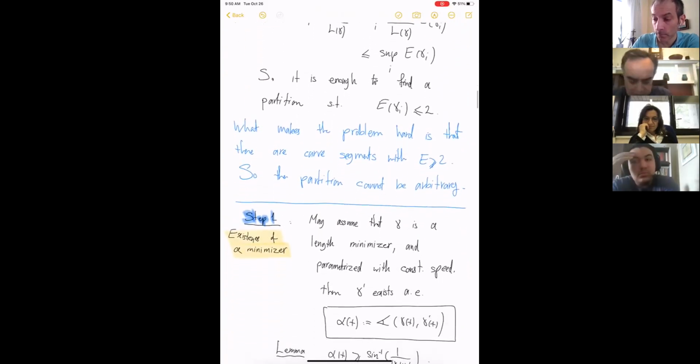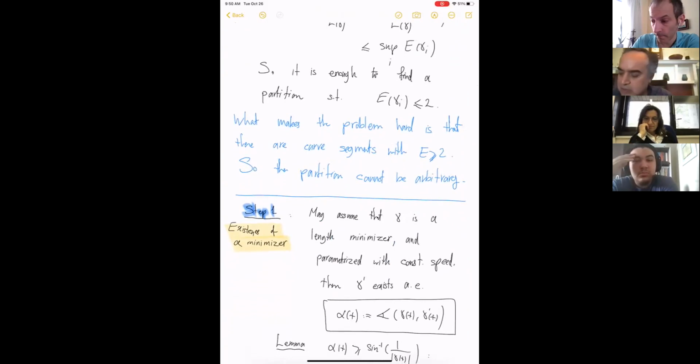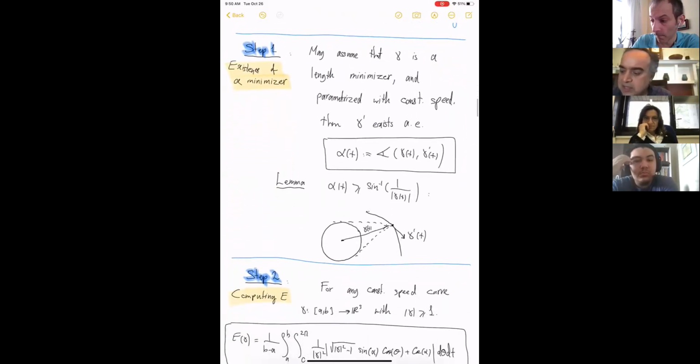Okay, so I've divided it into a number of steps. Step 1, we can assume that a minimizer exists. So I have this curve, the unit sphere is in its convex hull, and I know there must be a curve which minimizes length among all these curves, and it's not difficult. It's basically the Arzelà-Ascoli theorem, which quickly gives you the existence of a minimizer. Now, once the minimizer exists, one can compute this estimate for this angle alpha.